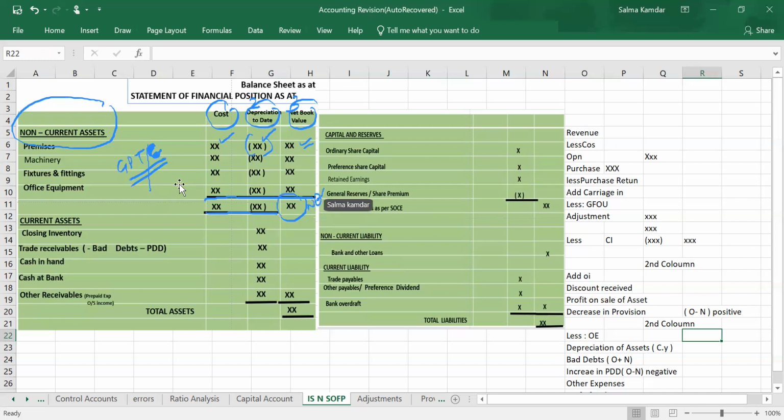Then there are 5 current assets that you write. What are the 5 current assets that you write? Closing inventory, trade receivables minus bad debts and PDD, cash in hand, cash at bank, other receivables. Other receivables include 2 things. What are the 2 things? Prepaid expenses and outstanding income. Yes, very good. So your total non-current assets, the net book value, and the total current assets, it's going to give you what? The total assets.